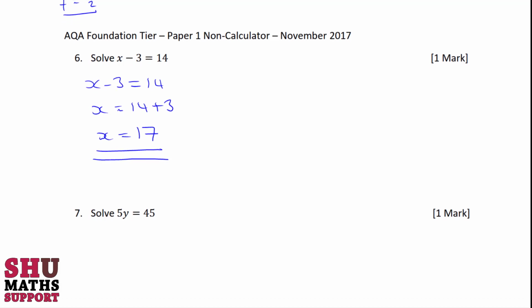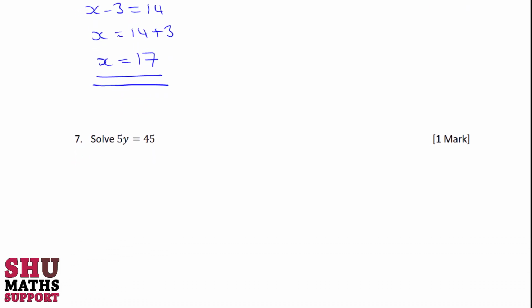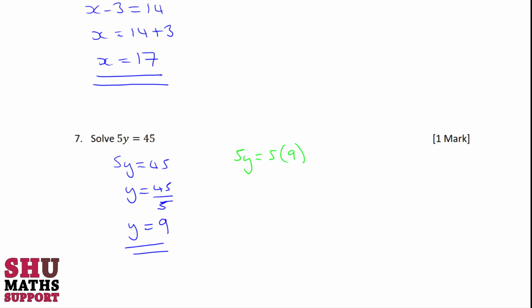Now the next question asks us to solve 5y is equal to 45. So if we have 5y is equal to 45, then y is going to equal 45 divided by 5. And since 45 and 5 are both multiples of 5, we know we'll get a whole number. So how many 5s go into 45? Well, we have 9. So that means y is equal to 9 is our final answer. We could of course check this just by substituting y as 9. So we have 5y is equal to 5 times 9, which is 45. So we know our solution is correct.